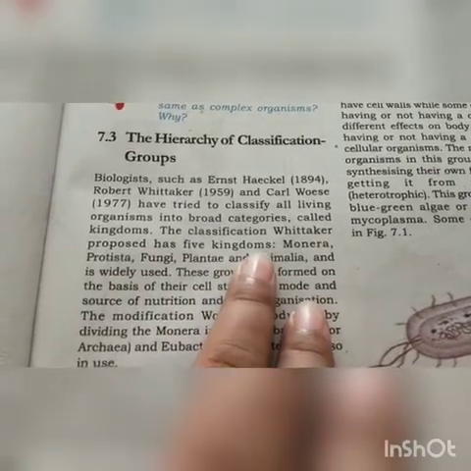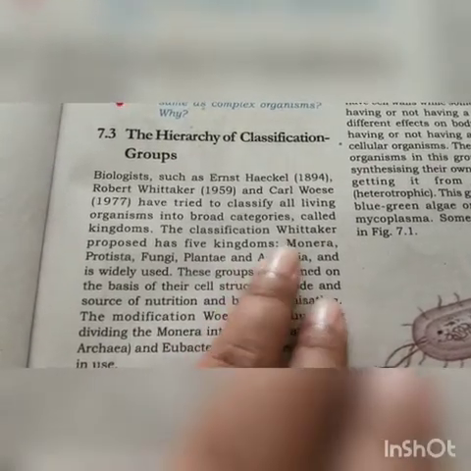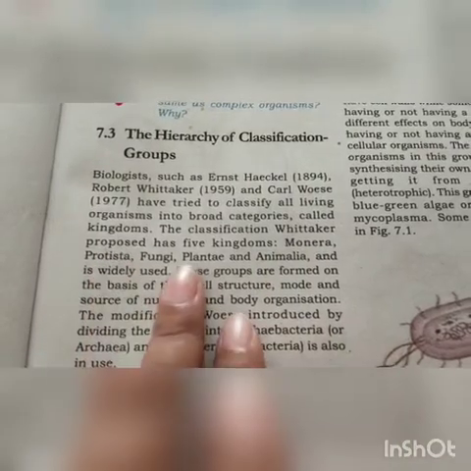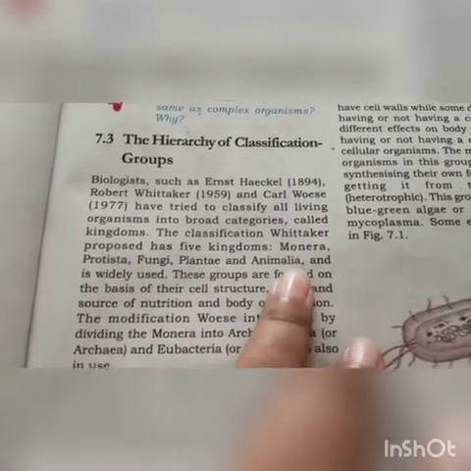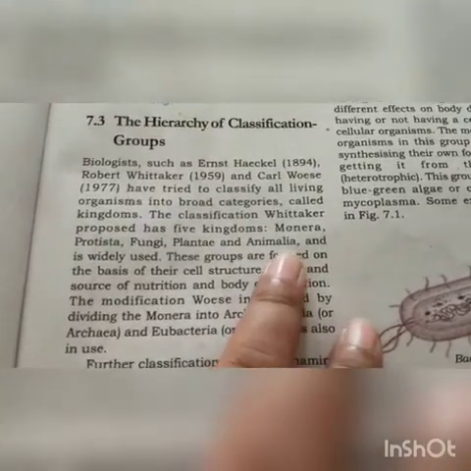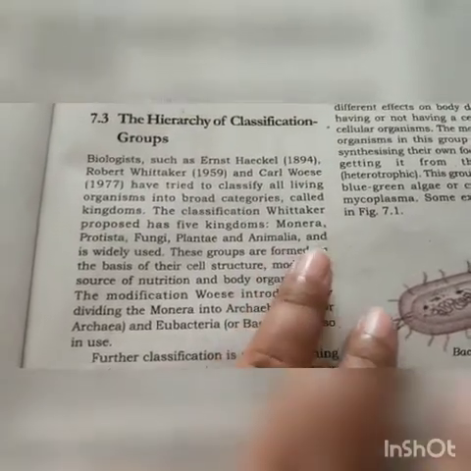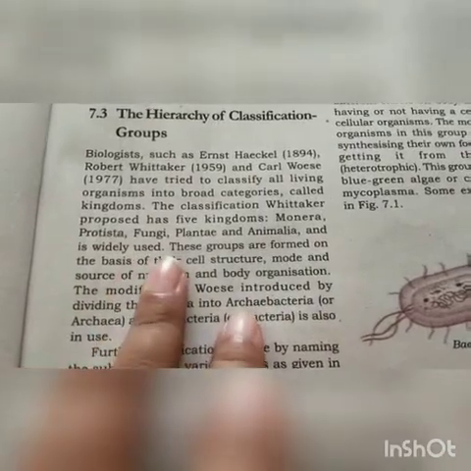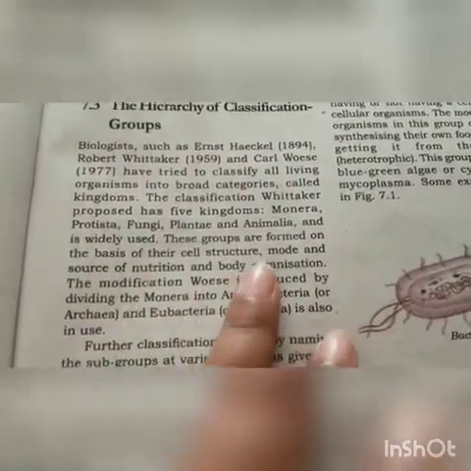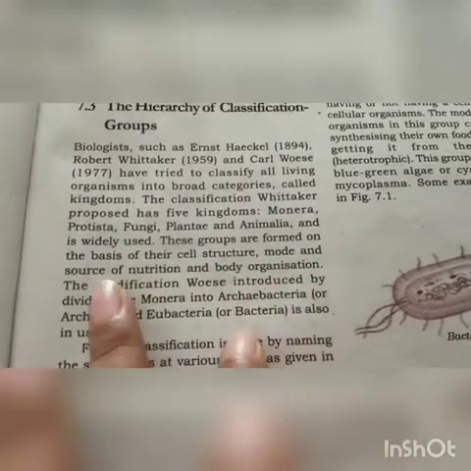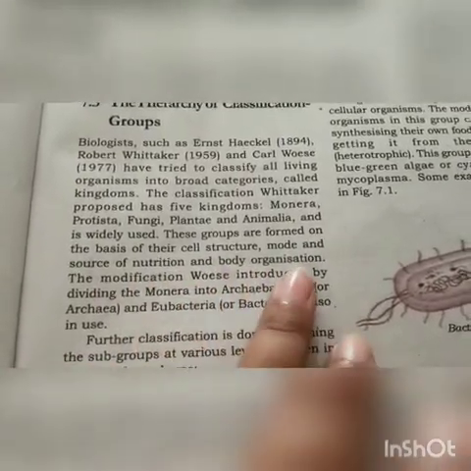So Whittaker proposed the five kingdoms, that is Monera, Protista, Fungi, Plantae and Animalia. These are the five kingdoms of living organisms proposed by Whittaker and widely used. These groups are formed on the basis of their cell structure, mode and source of nutrition and body organization.